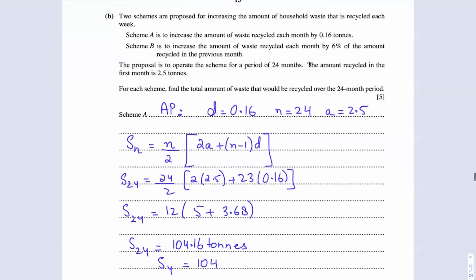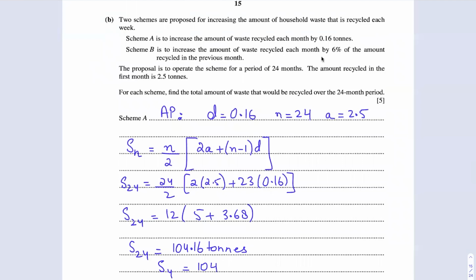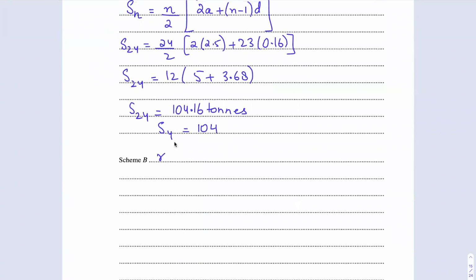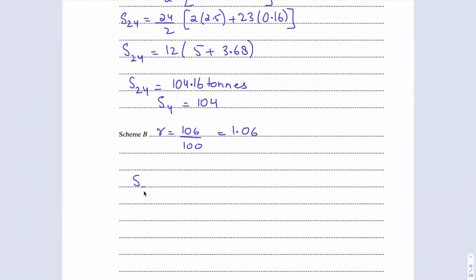For scheme B, the amount of waste recycled is increasing by 6%. So we know that this is a geometric progression, and the common ratio will be 106 percent as it is increasing by 6% from the original value, which gives us our common ratio as 1.06. The sum for 24 terms would be, the formula is a into r to the power n minus 1 upon r minus 1 when r is greater than 1.